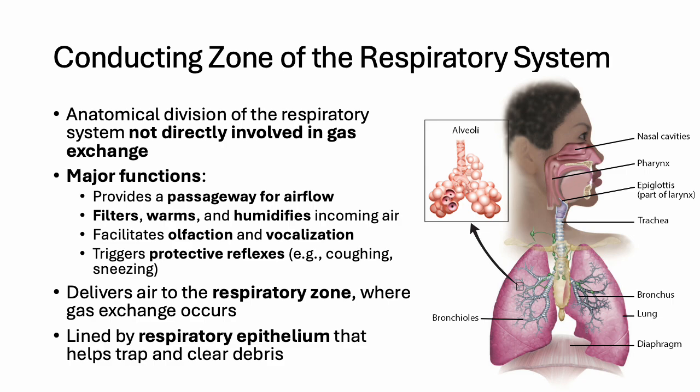The conducting zones include all the airways that bring air into and out of the lungs but are not involved in gas exchange themselves. In contrast, gas exchange only happens in the respiratory zone, which includes the alveoli and associated structures. Think of the conducting zone as the transport system for incoming air and outgoing air. This part of the respiratory system serves several critical roles beyond simply moving air.